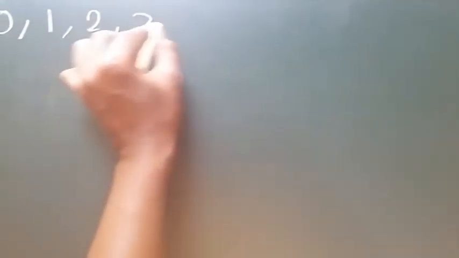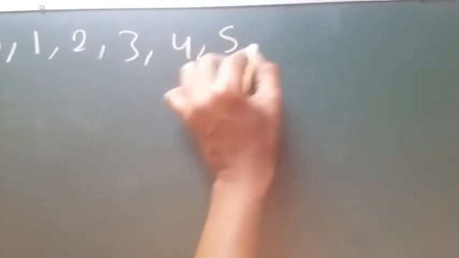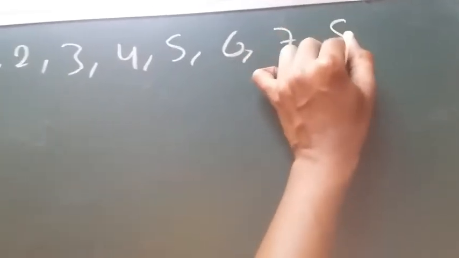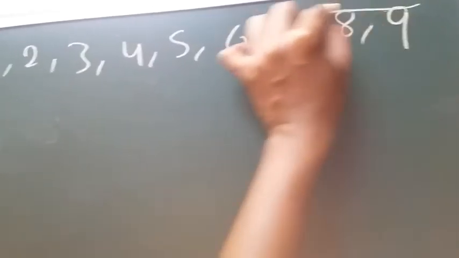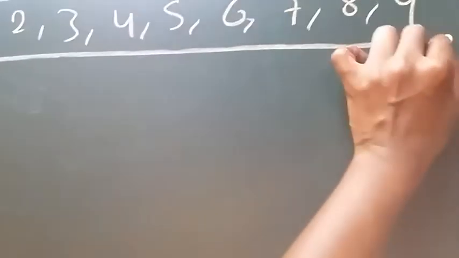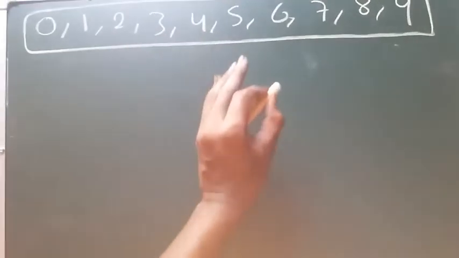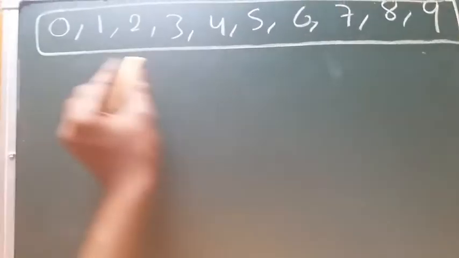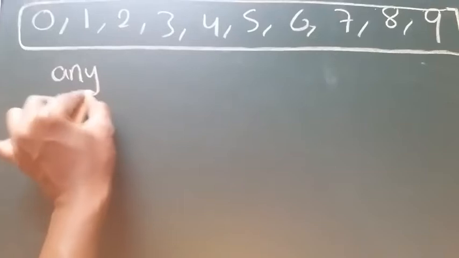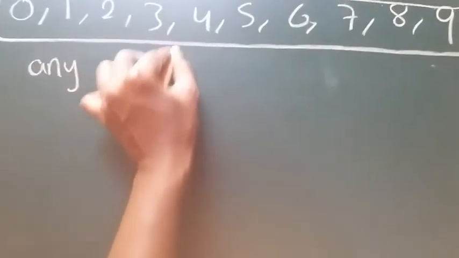First, let us know what digits are. Digits start from 0 and end at 9. 0, 1, 2, 3, 4, 5, 6, 7, 8, 9 are called digits. Now we are going to calculate the units place for any number and for any power.